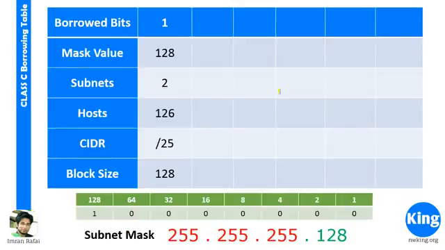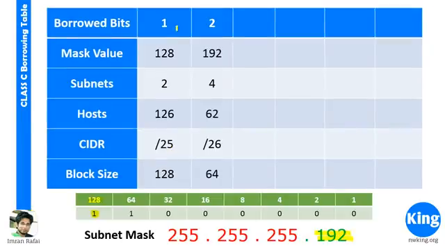For the class C borrowing table, I've made a small table to make things very easy. When we borrow 1 bit, the mask value becomes 128, if you see here. So it is going to be 255.255.255.128. When you borrow 1 bit, it creates 2 subnets. How do you know 2 subnets? It's very easy: 2 to the power number of bits borrowed. 2 to the power 1 is 2. The block size, as we see here, if 1 bit is borrowed, is the place value. So 128 is the block size. Number of hosts is always 2 to the power of zeros minus 2. CIDR is /25, because it was /24 for class C, you're adding one more, /25.